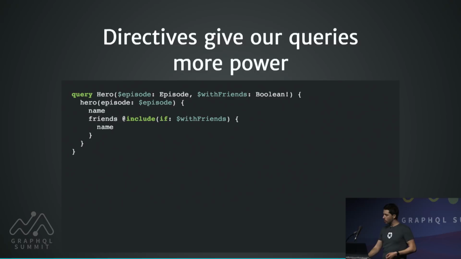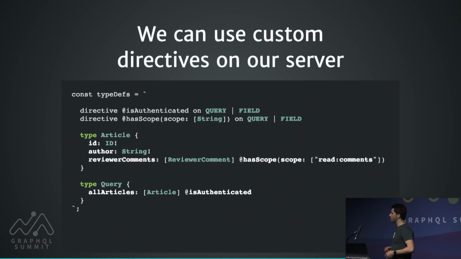So the directive then is going to move into our schema. So what we can do is something that looks like this. We can define some directives. I've got two here: isAuthenticated and hasScope.